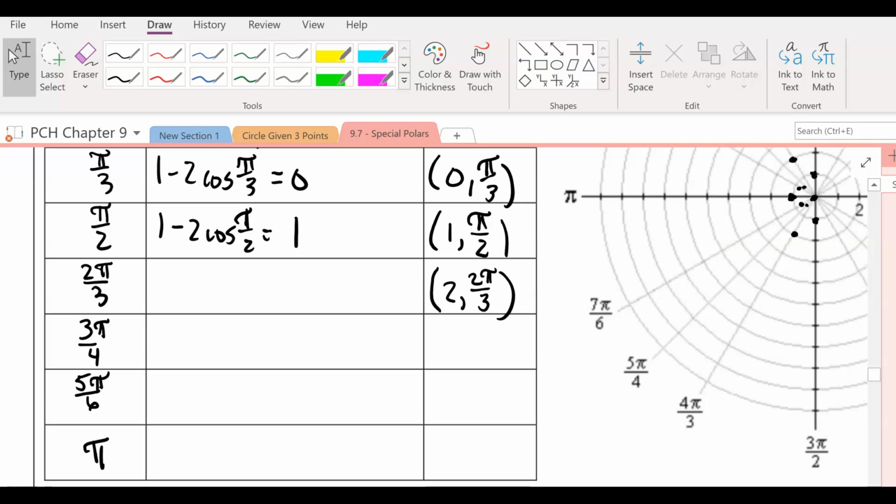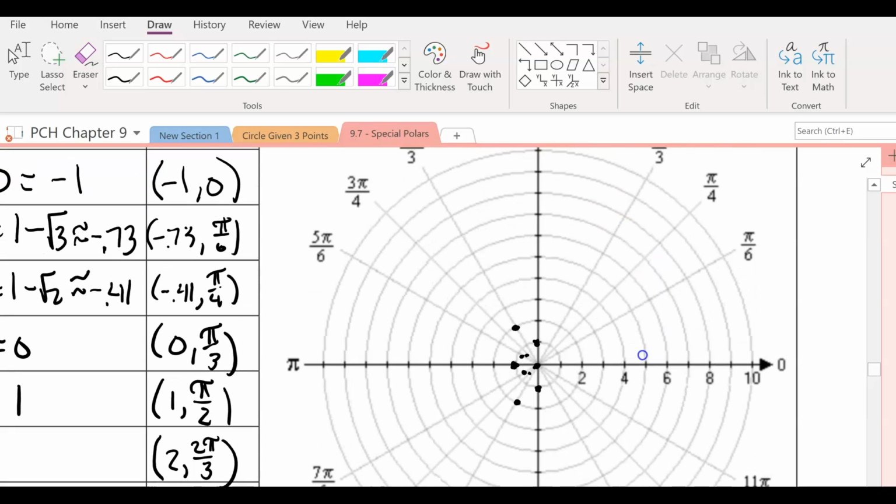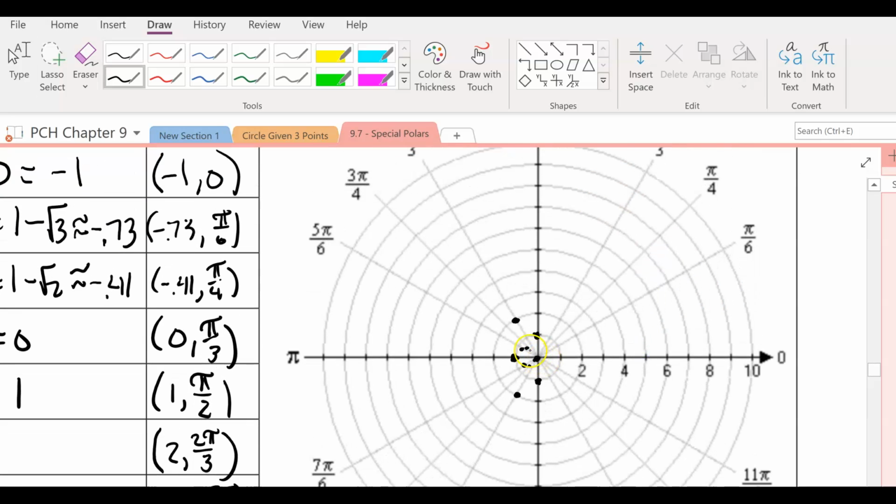And then for 3 pi over 4, that should come out to about 2.41. 3 pi over 4. So let's graph that. So here's 2 and 3, and then we're going to rotate 3 pi over 4. So 1, 2, 3, and then just a smidge under a half. And then we'll graph the same point below. So that's going to be about there.